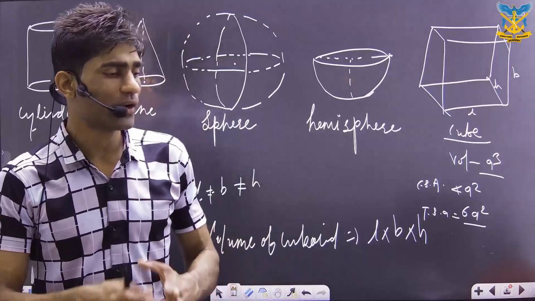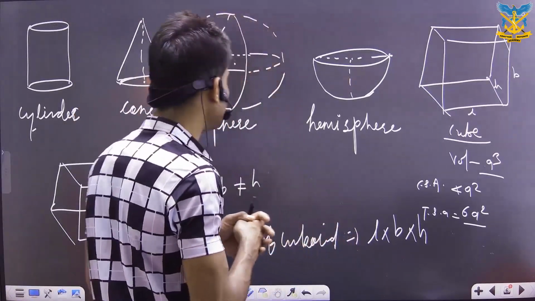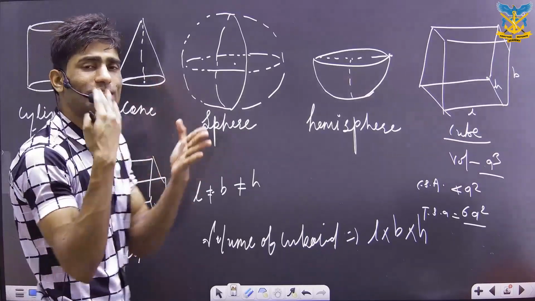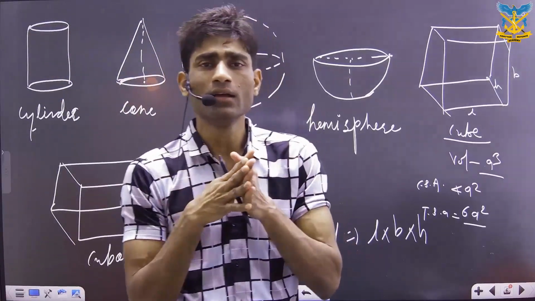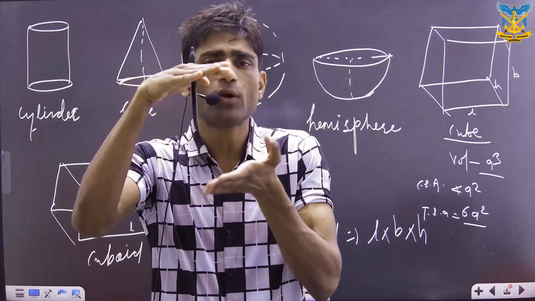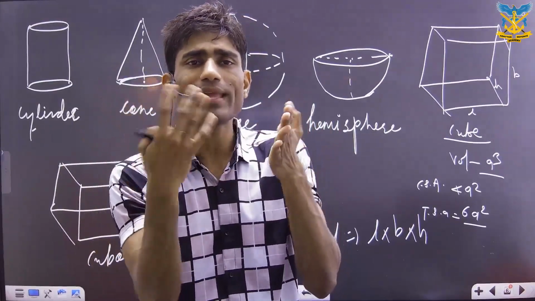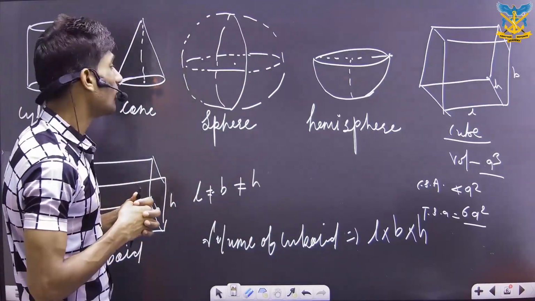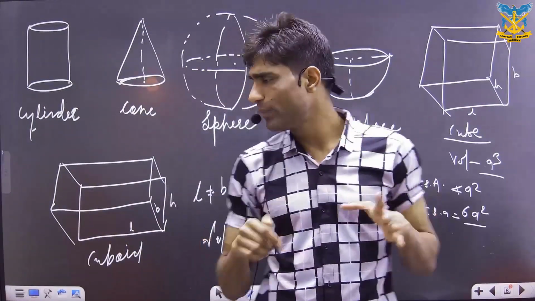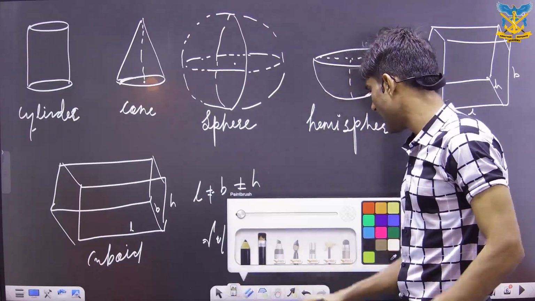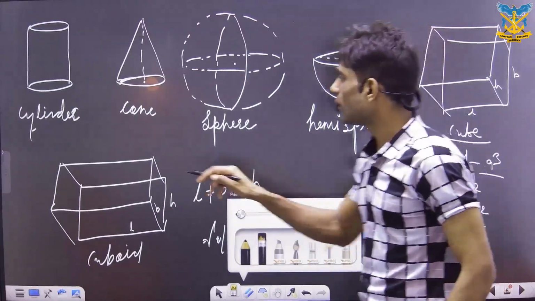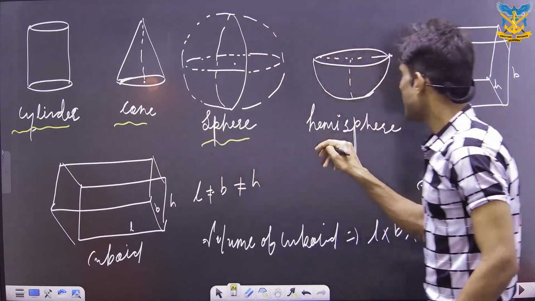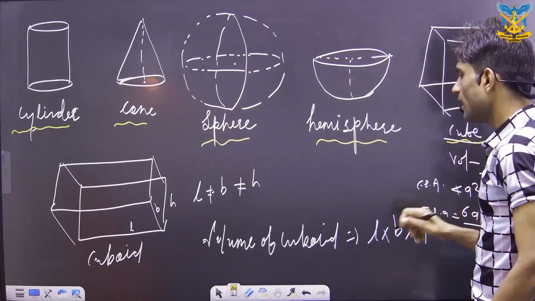Now what about curved surface area and total surface area? Curved surface area means the area around this cuboid. Total surface area means area of the top, area of the bottom and all the curved or lateral surface that comes under the cuboid. Now you all have to be very careful about these figures. Learn all of these concepts properly: cylinder, cone, sphere, hemisphere, cube and cuboid.